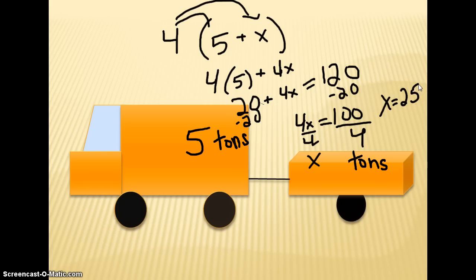Now, that seems a little unrealistic because 25 tons in the trailer, the size of it doesn't look like it can haul more than the truck. But this is an example. Things aren't to scale. So we're just showing that we can use the distributive property, and the distributive property can help us to set up an equation in which we need to solve.